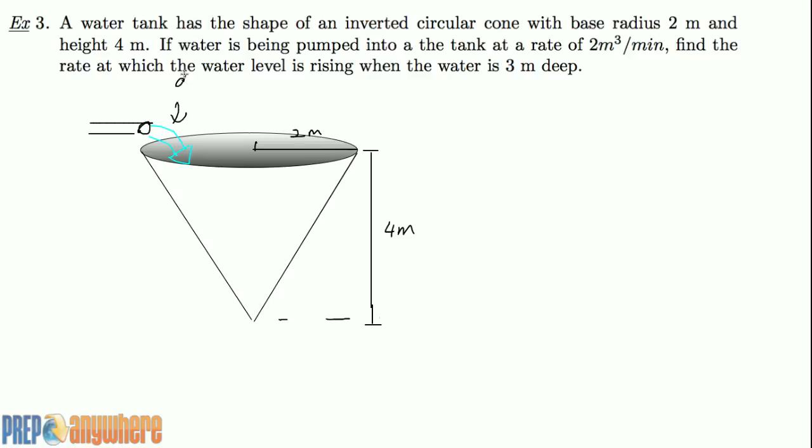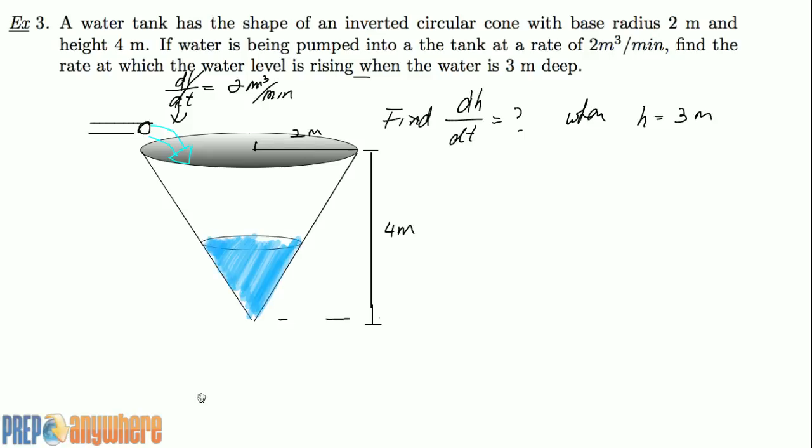And do you agree that this is going to be a dV over dt? Water is volume, right? dV over dt is 2 meters cubed per minute. Okay. At what rate is the water level rising when the water is 3 meters deep? What is it asking for? That's right. It's asking for dH over dt. So find this when h is 3 meters.